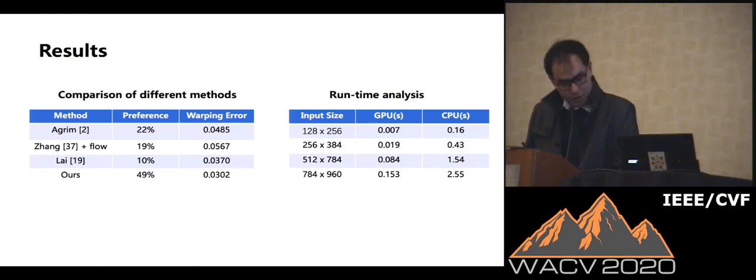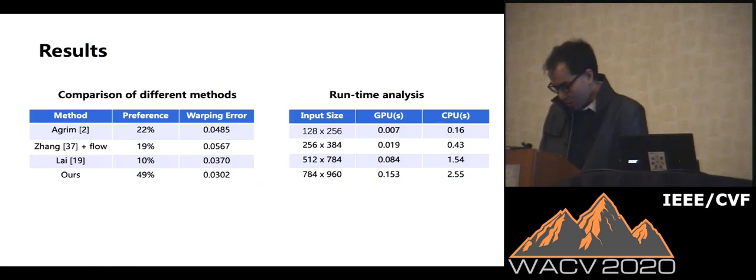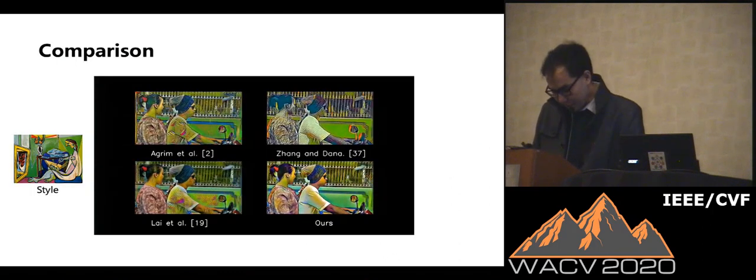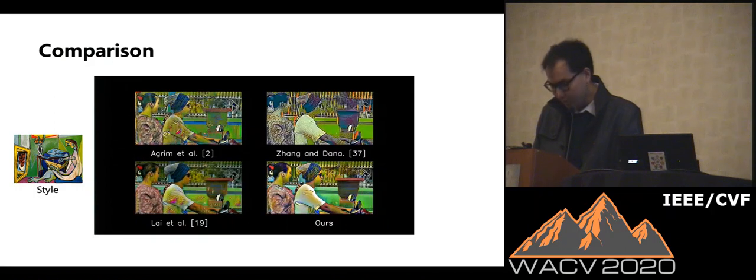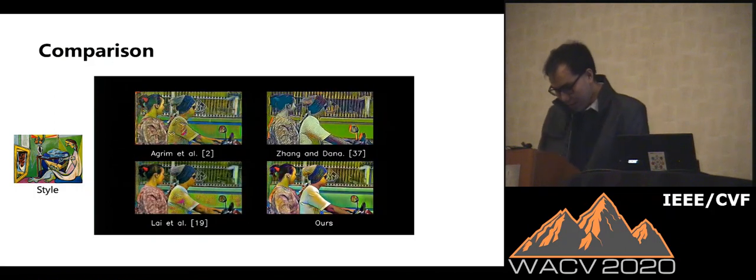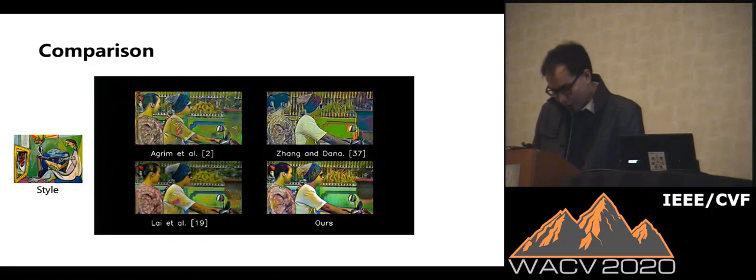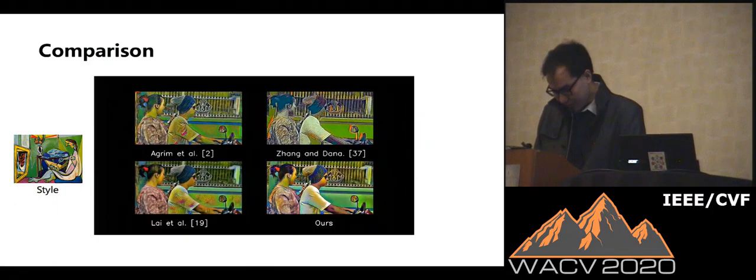We first provide some quantitative results compared with previous methods in terms of user preference and warping error. So both metrics show that our method achieved the best performance. On the right, we show the runtime of our method equipped with a GPU. Our method runs quite fast on different image resolutions. So this is an example of visual comparisons. It clearly shows that our method contains much less flickering while transferring the style on the left faithfully.